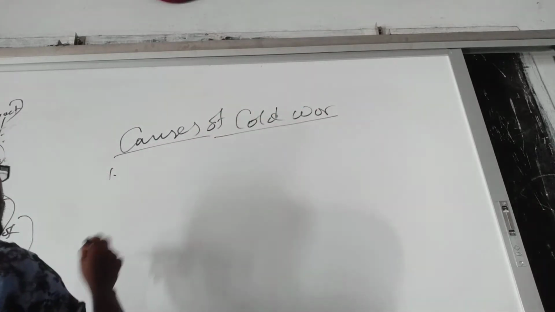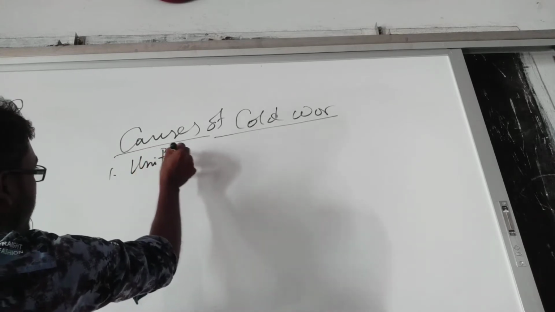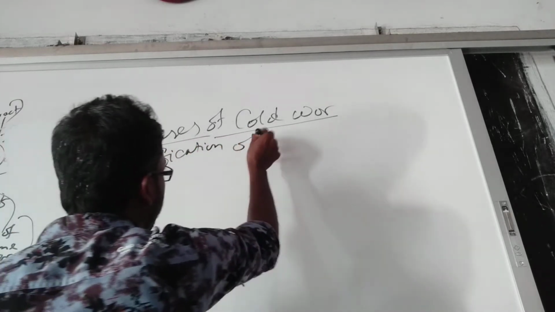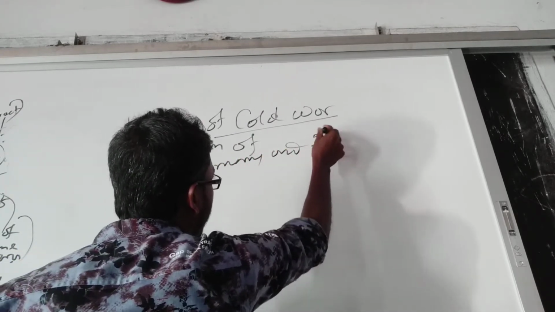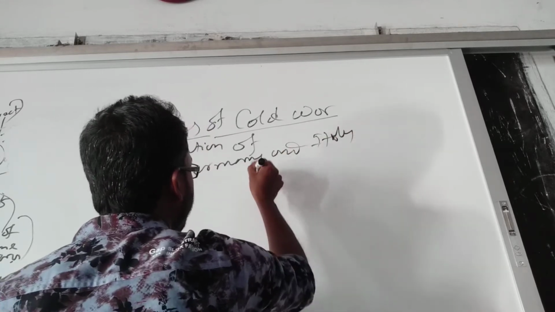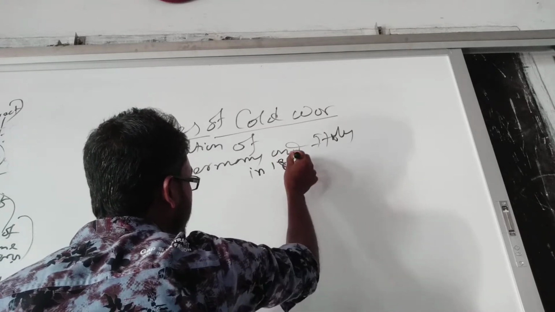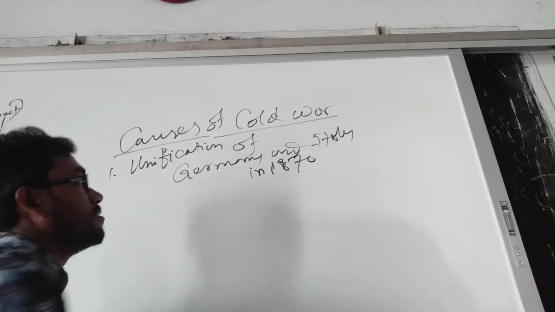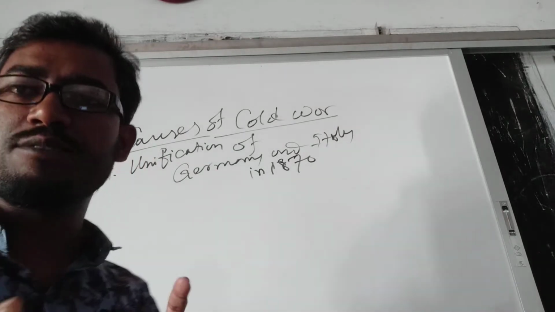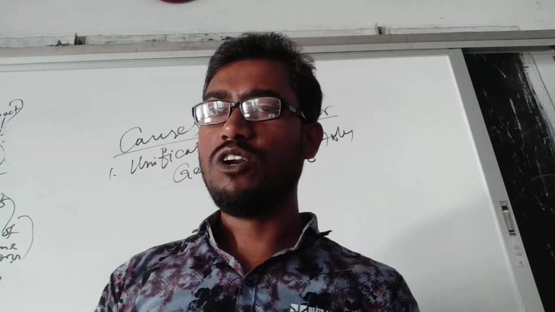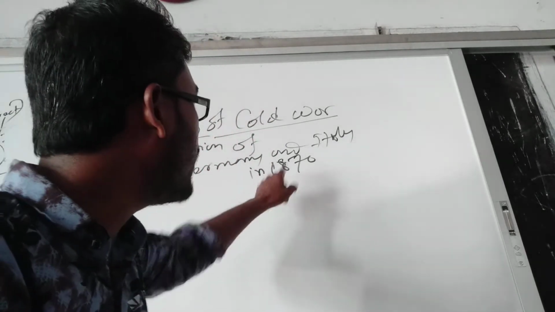Firstly, the number one cause is the unification of Germany and Italy in the 1870s. So before going to discuss its primary causes, I'm just trying to say the causes of the Cold War serially. Particularly, I'm trying to go to the 1870s.